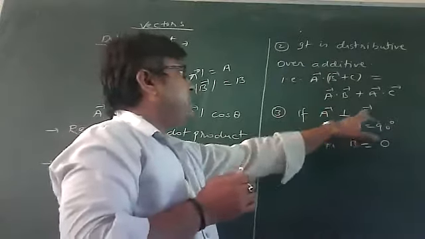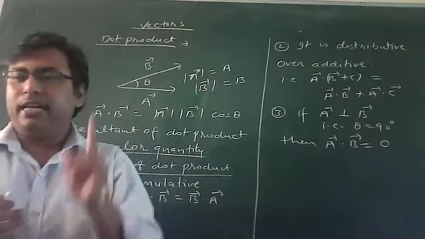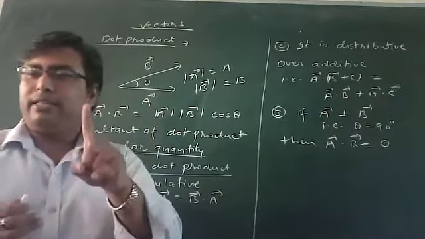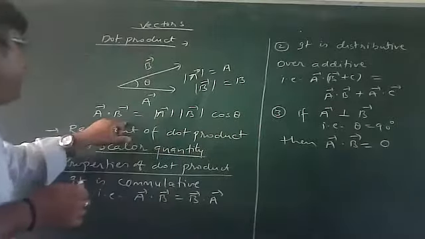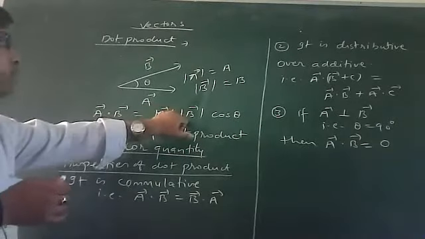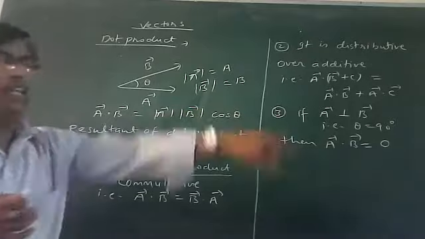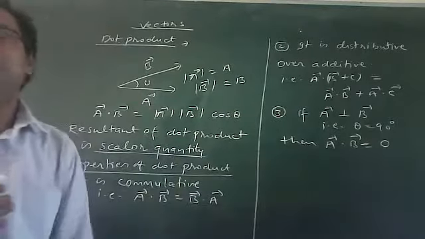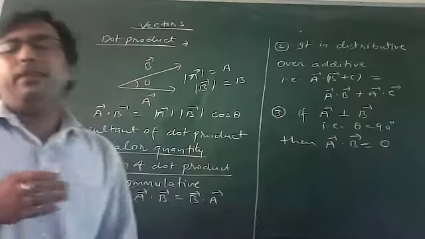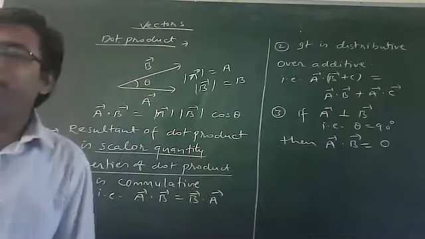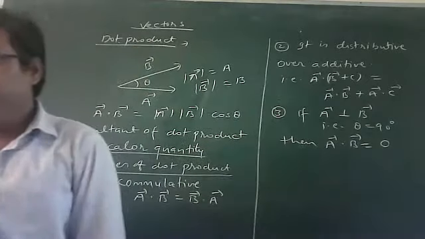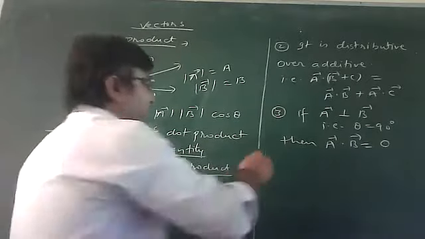Next, if A vector is perpendicular to B vector, that means theta between both vectors is 90 degrees. Then A dot B is given as modulus A, modulus B, and cos theta. Cos 90 is 0. So A dot B will be 0. That means if two perpendicular vectors are multiplied by dot product, the resultant will be 0.